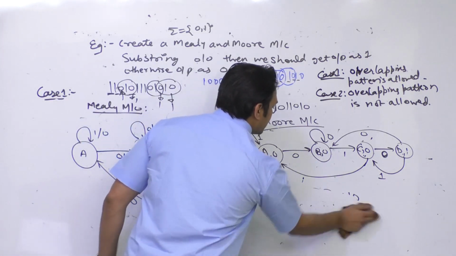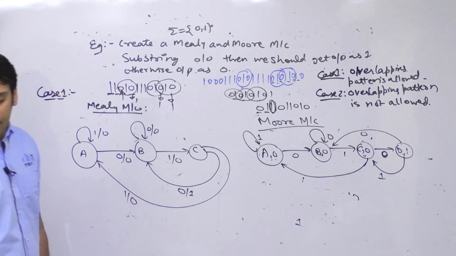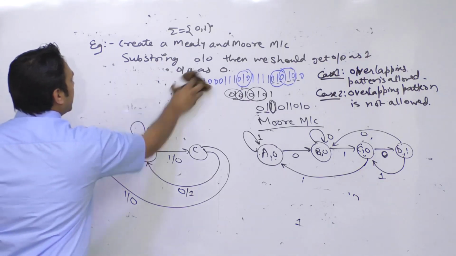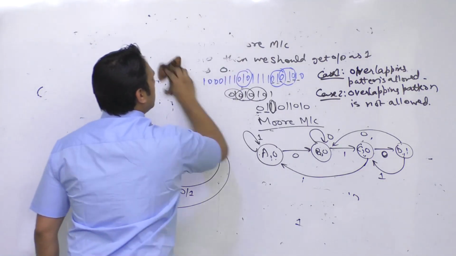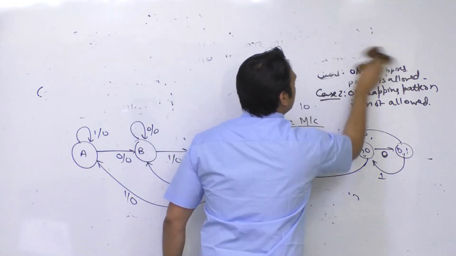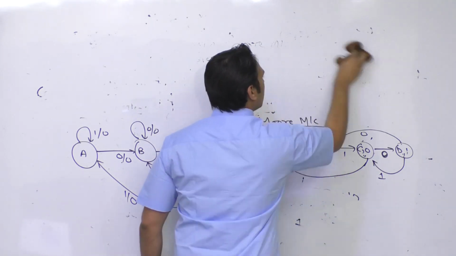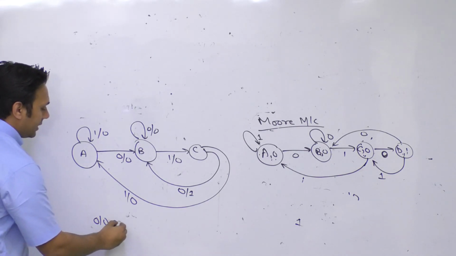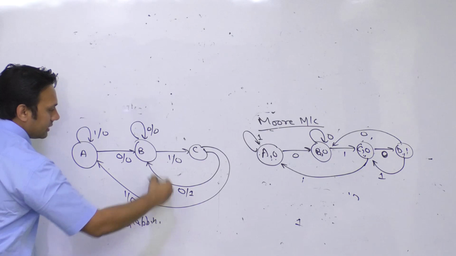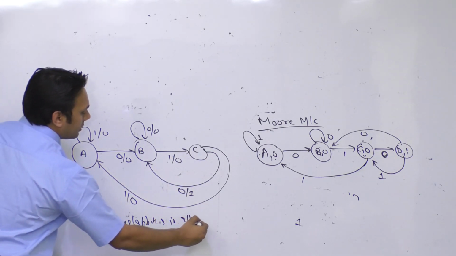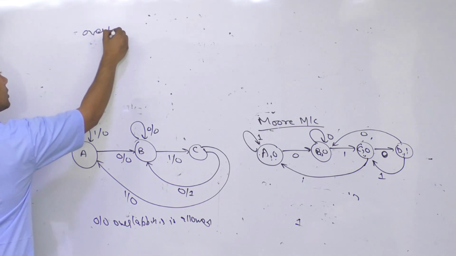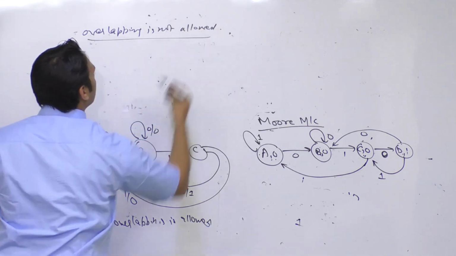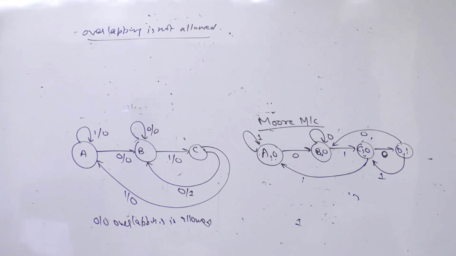As I told you, the second example is with the overlapping pattern not allowed. When overlapping is not allowed, this example will change. Let me take the second case. Let me keep this diagram here, and I will make the second diagram above this so that you can understand the difference between both of them. So what we want is that if we have 0 1 0, in this case overlapping is allowed, and in the next case overlapping is not allowed. When overlapping is not allowed, this will be very different.